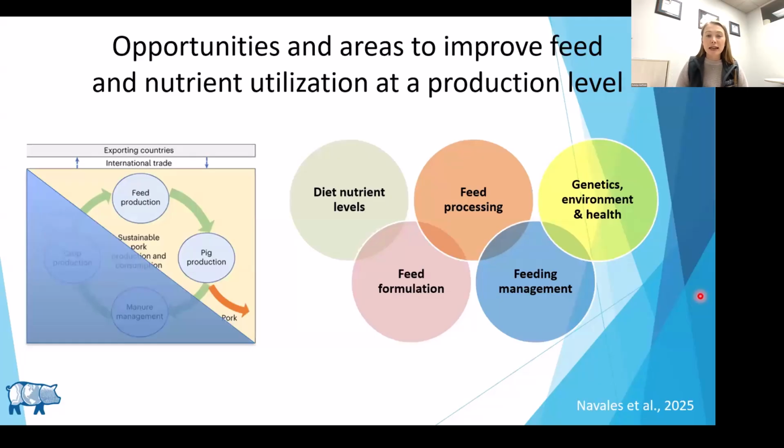And really, when we're looking at this review that we conducted, as I'd mentioned, we really focused on that feeding component and that pig production component. And so when we looked at that, we really were able to break it down into 5 categories. And so we have diet nutrient levels, feed formulation, feed processing, feeding management. And then, although not nutrition focused, it does have a big impact. So we also have a category with things such as genetics, environment, and health.